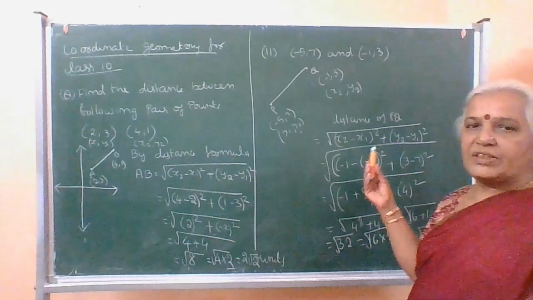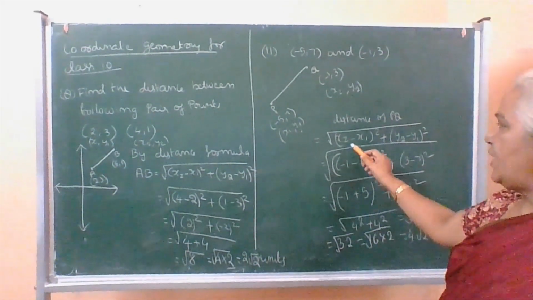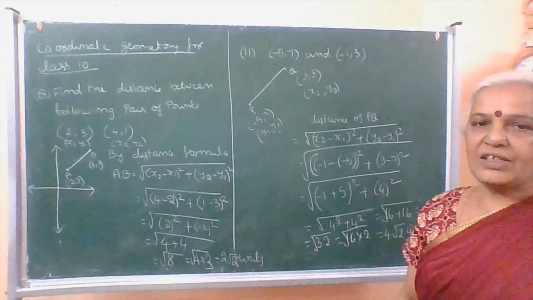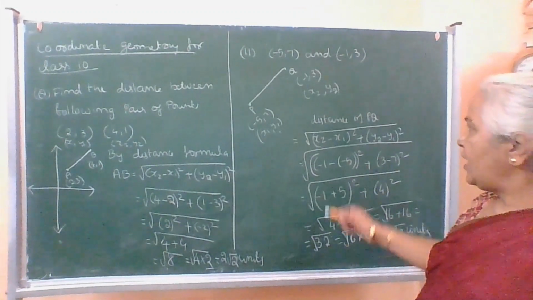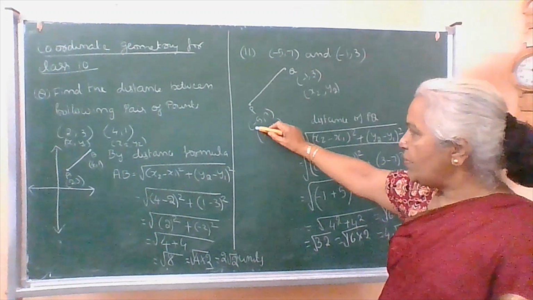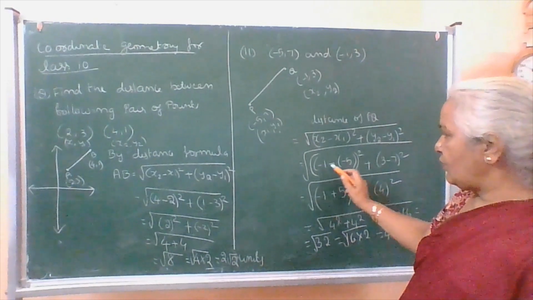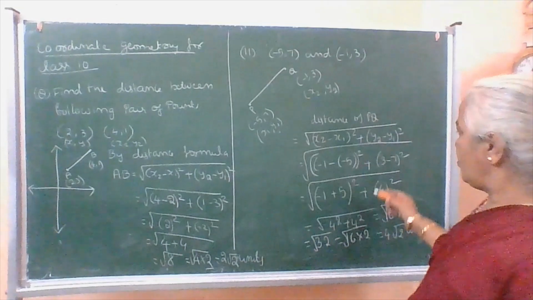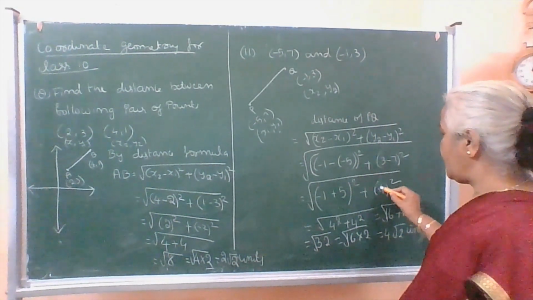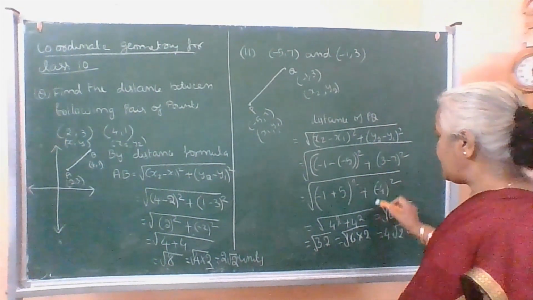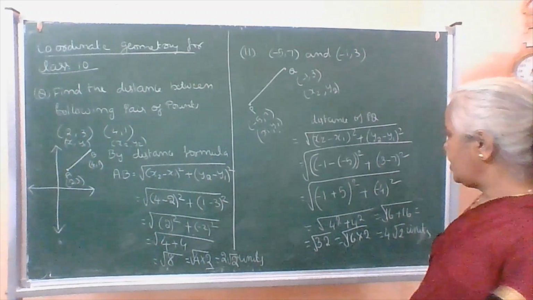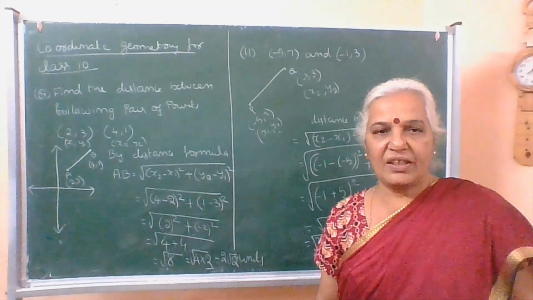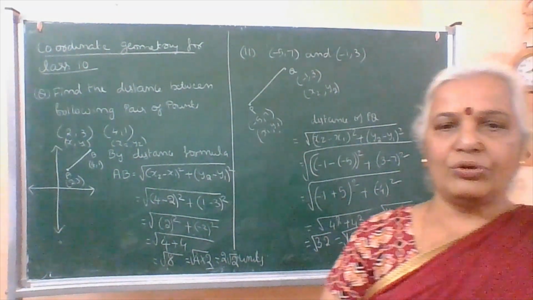Here from the distance formula, you know (x2 minus x1) whole square plus (y2 minus y1) whole square. Then here it is minus 1, and minus of minus is plus, therefore 5 minus 1 is 4, and here 3 minus 7 is minus 4, and minus 4 into minus 4 is plus, 4 whole square, that is 16. 16 plus 16 is 32. Square root of 32 can be written as 4 root 2 units.